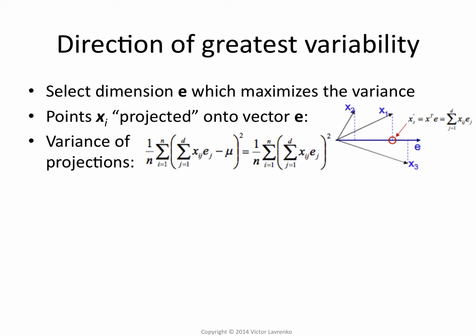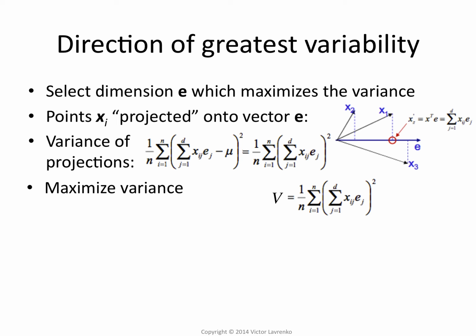Now, if I'm directly looking for the dimension of the greatest variance, and I don't know anything about linear algebra and eigenvectors and eigenvalues, I can just say, well, that's an objective function. I know how to minimize and maximize objective functions. I'm looking for the vector E that makes this quantity, the variance, as big as possible.